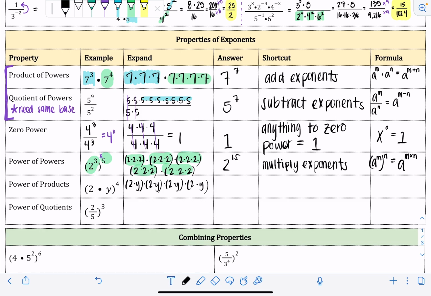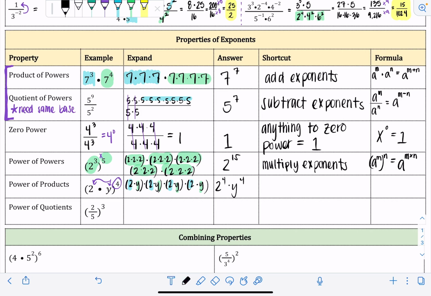And then now we can just count how many of each we have. It looks like I have 1, 2, 3, 4 2's, so that's 2 to the fourth power. And then I have 1, 2, 3, 4 y's, so that is y to the fourth power. And then now I can backtrack a little bit to what I was saying before. It kind of looks like we just took that 4 and applied it to both the 2 and the y, which is what we did. So we got 2 to the fourth, we got y to the fourth.